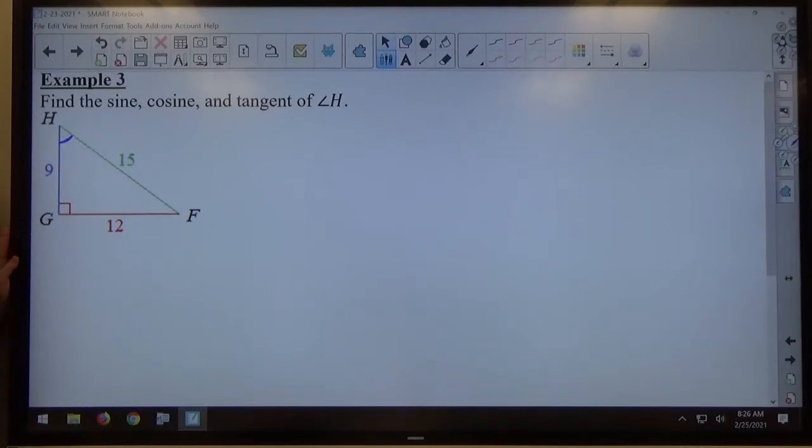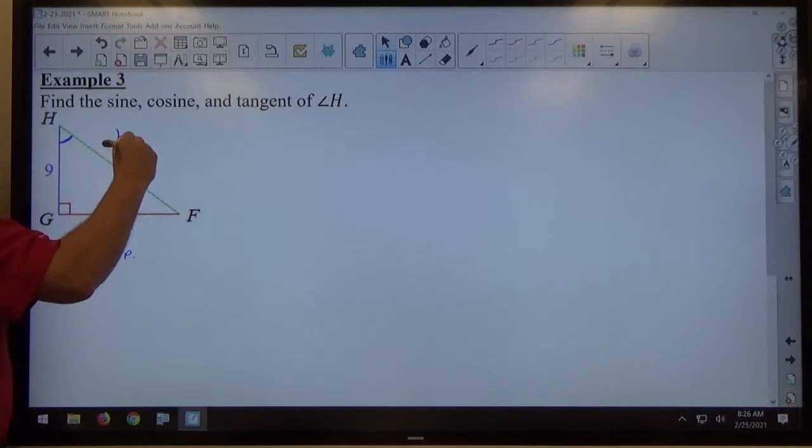Once I've established the acute angle I'm going to work with, I want to establish the opposite, adjacent, and hypotenuse for that. Let's go with Jaylee. What is the opposite of h? GF, which is 12, right? So the opposite measure is 12. Blaine, what is the hypotenuse? 15. 15 is the hypotenuse.